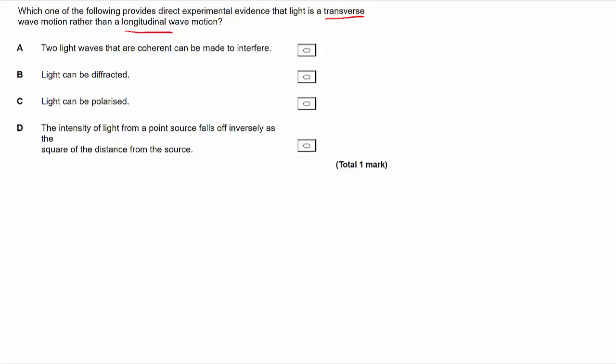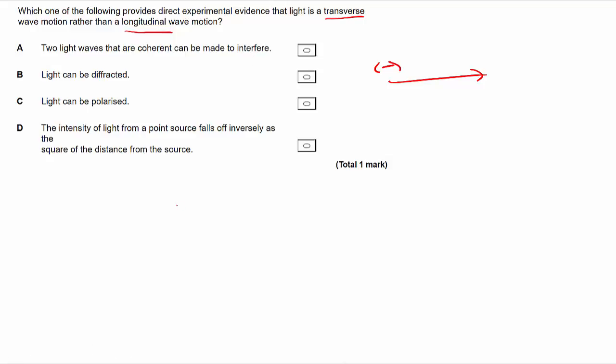So what I would do here is I'd think, oh well, let's think about sound, right? Sound is definitely a longitudinal wave, right? The oscillations are in the same direction as the wave motion. So if this can happen to sound, then it's not proof that light is a transverse wave. So let's have a think. Two light waves that are coherent can be made to interfere. Well, that's true of light. I know it's true. But can it happen to sound?